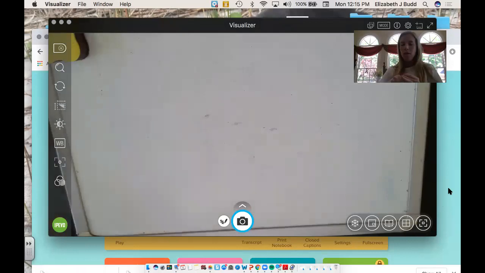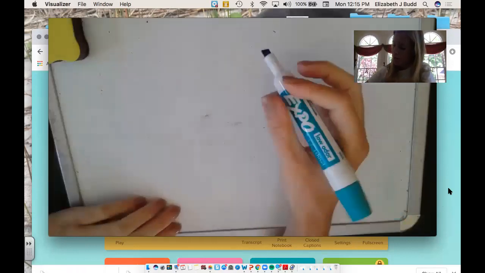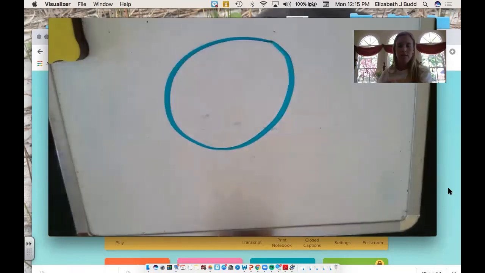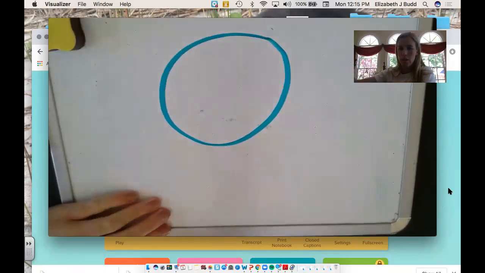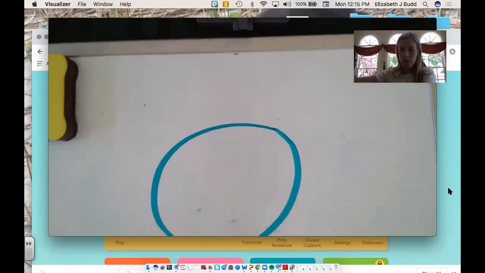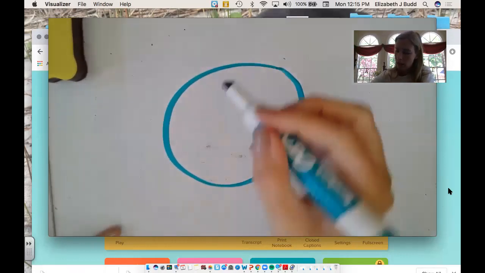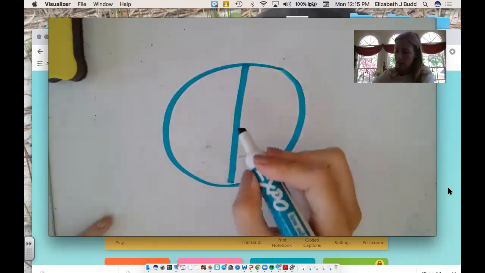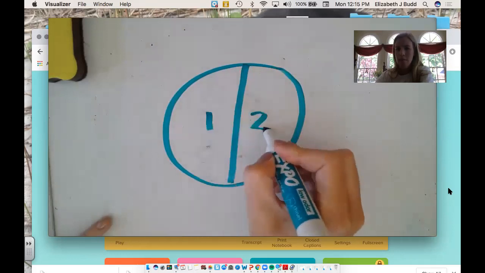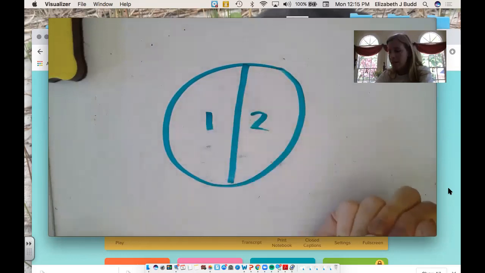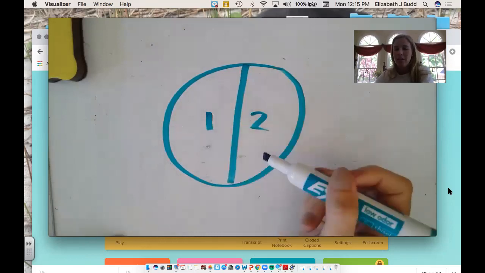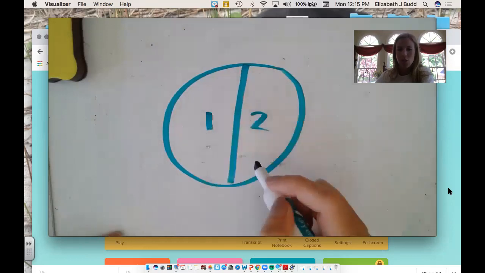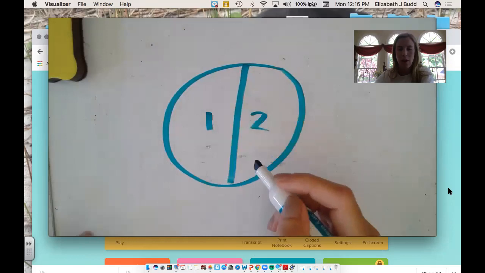Okay, so last week we talked about using circles and partitioning the circles into different pieces. If I have a circle and I want to partition it into 2 equal pieces, I can do that like this. Now with my circle, I have 2 pieces, and both of them are equal. Mine is not perfect, but you can tell that these pieces are pretty much equal. So I've taken my circle and I've split it into halves.